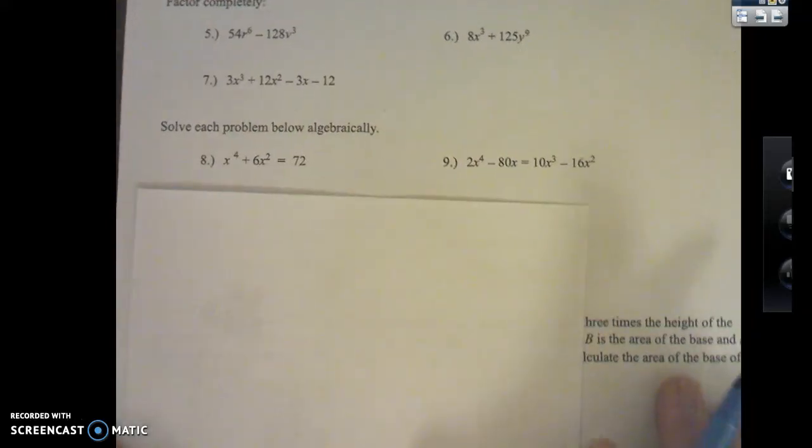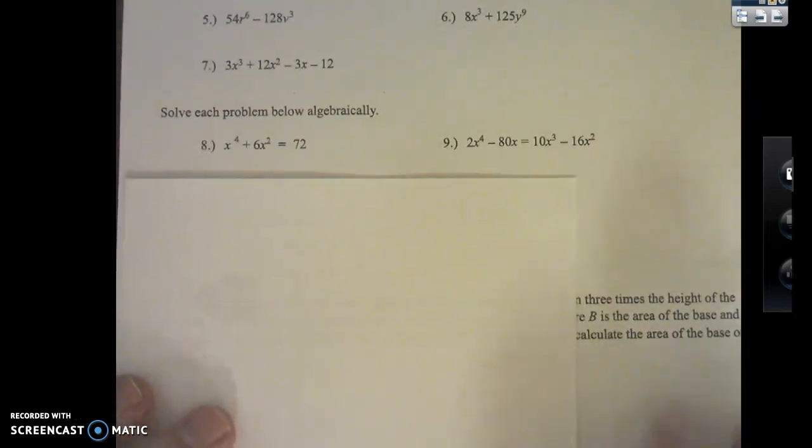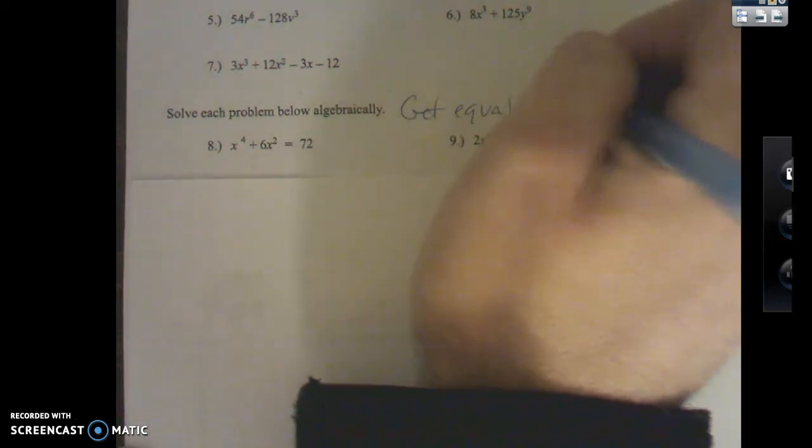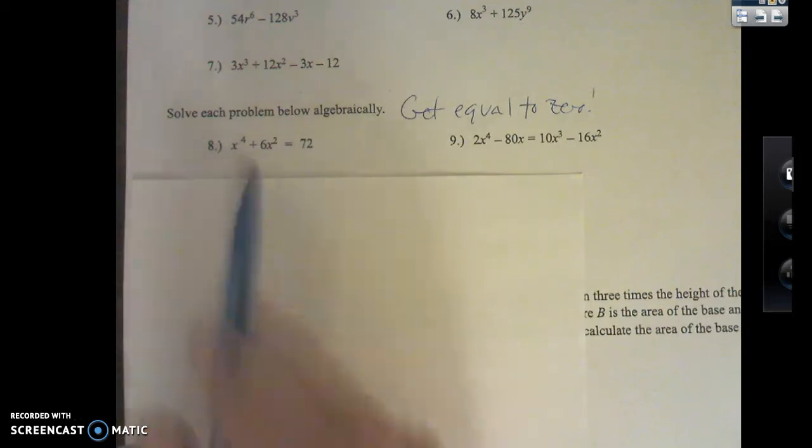Right, part 2, here we go. Okay, the final stretch. So, solve each problem algebraically. Guys, we're doing the same thing we've been doing, but we're adding a little bit of a twist to it. Here I need to get everything equal to 0. Anytime we're trying to solve, we're going to equal 0.